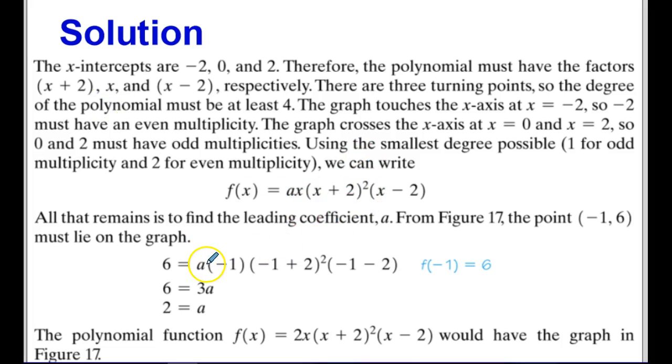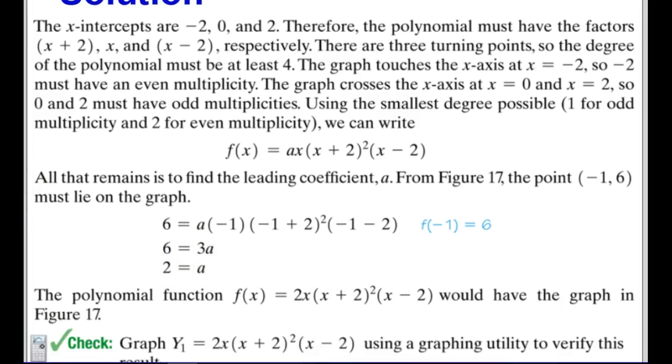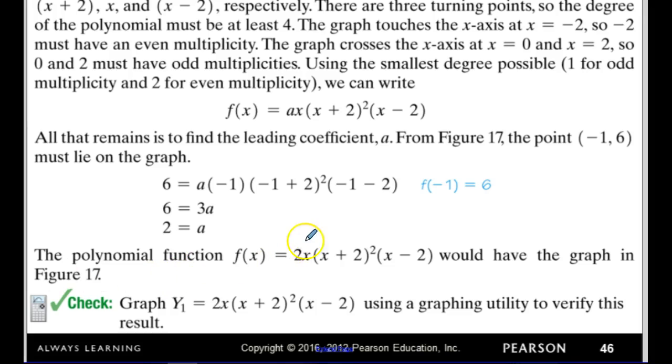So now all I have to do is find a. So I go ahead and plug in that other point that I was given, (-1, 6), as my x and my y, and I solve. So my a ends up being 2. Okay. So now my function is 2x times the quantity (x plus 2) squared times (x minus 2), and it has that same graph. So then I could just graph it on Desmos or my graphing calculator and double check.